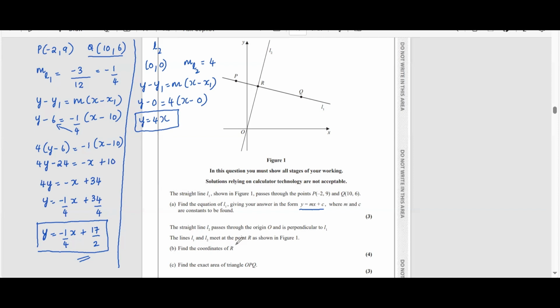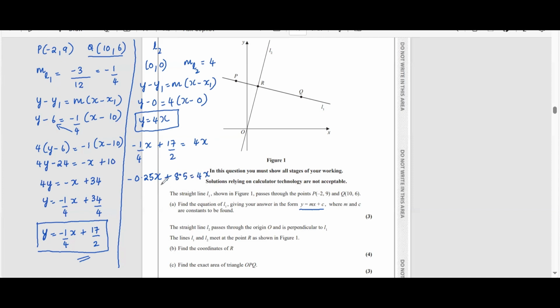The lines L1 and L2 meet at the point R. Find the coordinates of R. For L1 and L2, we need to find the point of intersection. How do we find it? We just equate the right hand sides. So minus 1 by 4x plus 17 by 2 is equal to 4x. Minus 1 by 4 is minus 0.25x, and 17 by 2 is 8.5.